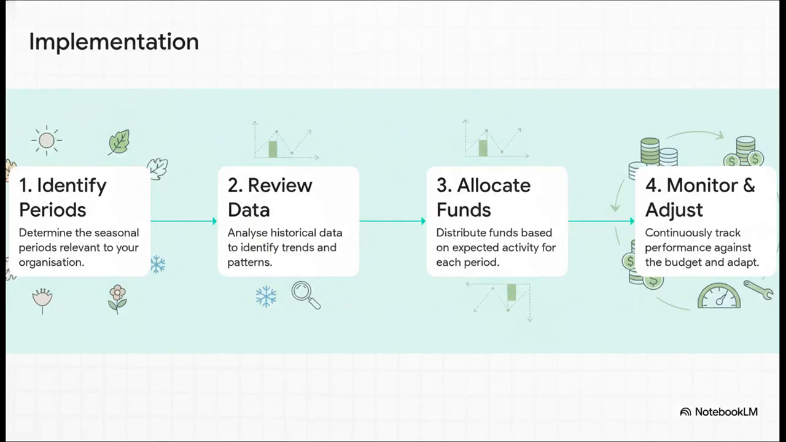The implementation is a systematic process. First, identify the relevant seasonal periods for your organization. Second, review historical data to establish trends. Third, allocate funds based on the expected level of activity for each distinct period. And fourth, you must continuously monitor actual performance against the budget and be prepared to make adjustments.